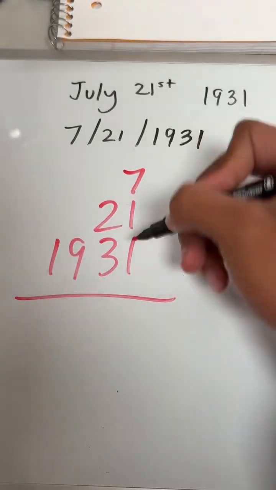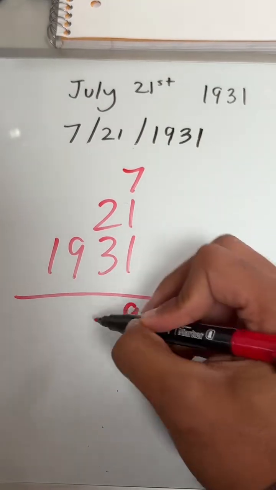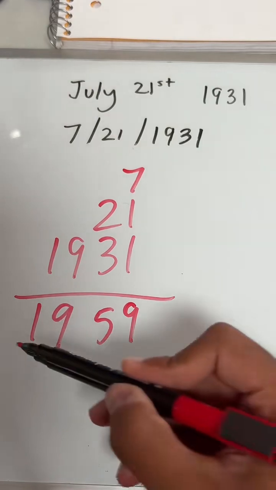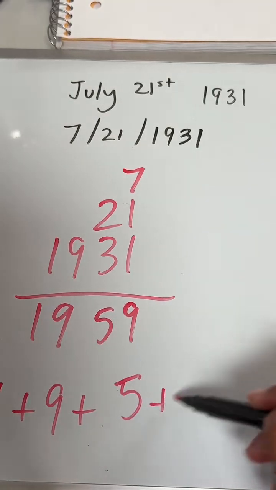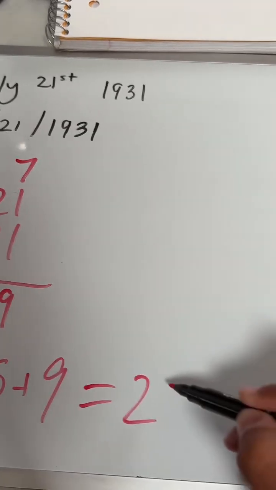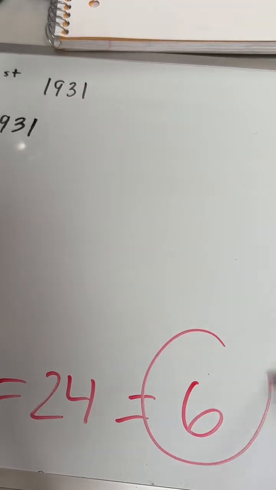And you're going to add it the same way you normally would. 7 plus 1 plus 1, you have 9. 2 plus 3, 5. And then the 19 obviously stays the same. You have 1959. Then you add here. So 1 plus 9 plus 5 plus 9 is going to get you 24, which equals, once again, 6 as your life path.